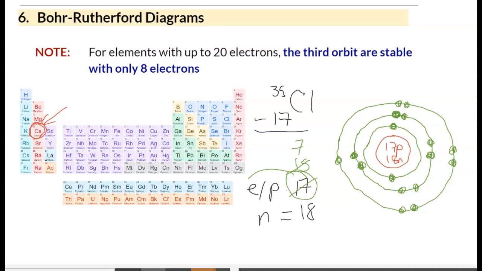There's just our quick reminder of how to do a Bohr-Rutherford diagram in case you needed a refresher. So again, this year we're going to look at there being 2 electrons in the first energy level, 8 in the second, and then our third energy level will be stable with a max of 8 electrons.